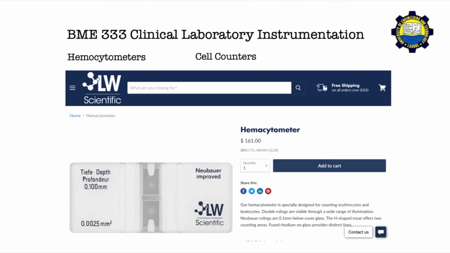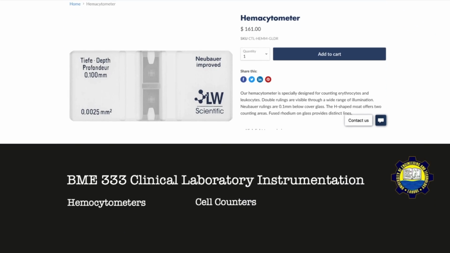So here's what they look like. I just want to show you a hemocytometer from a vendor. Important to note is the price tag that it comes up with. Obviously, there's a variation with different vendors coming up with different price tags, but this is what a typical hemocytometer looks like. Let's further look into the structure and build more on that.